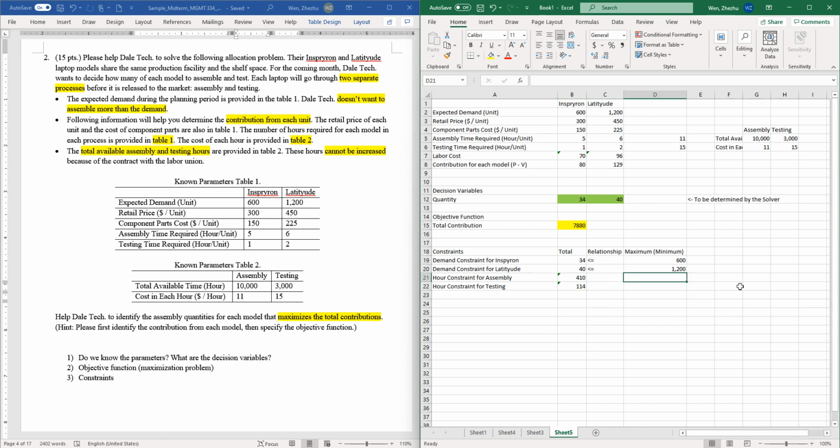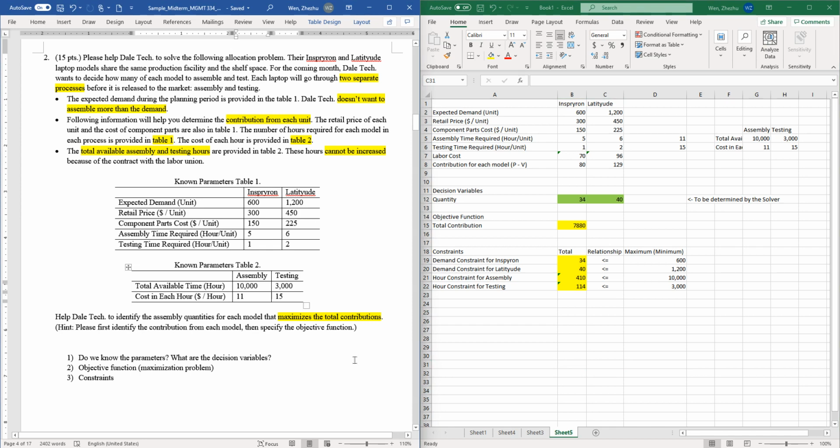Okay, what's the total maximum number of assembling? 10,000 hours. What's the maximum total number of testing? 3,000 hours. So we all have less than or equal to relationships. Okay, we also know that this is a sort of calculated field. So I think we have all the elements that are needed to run the solver.